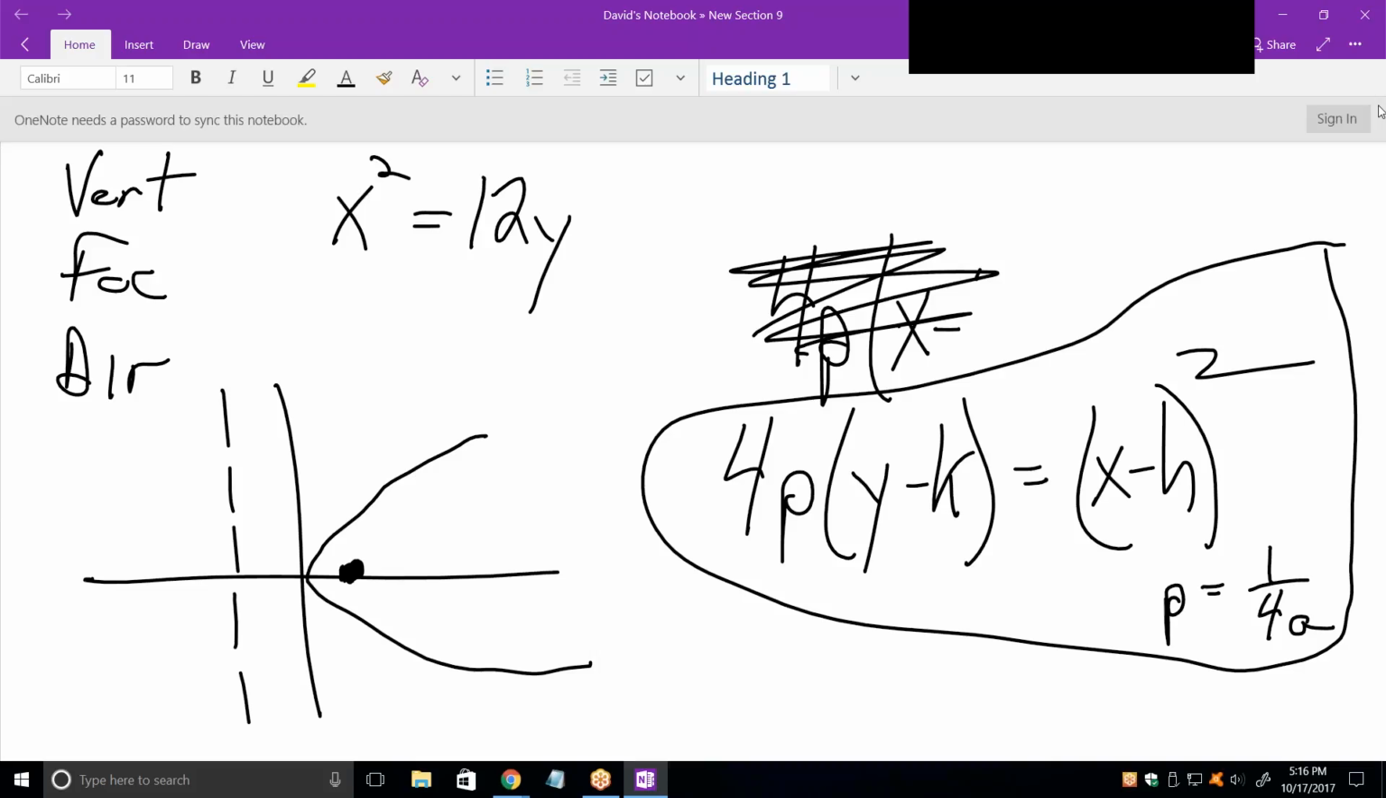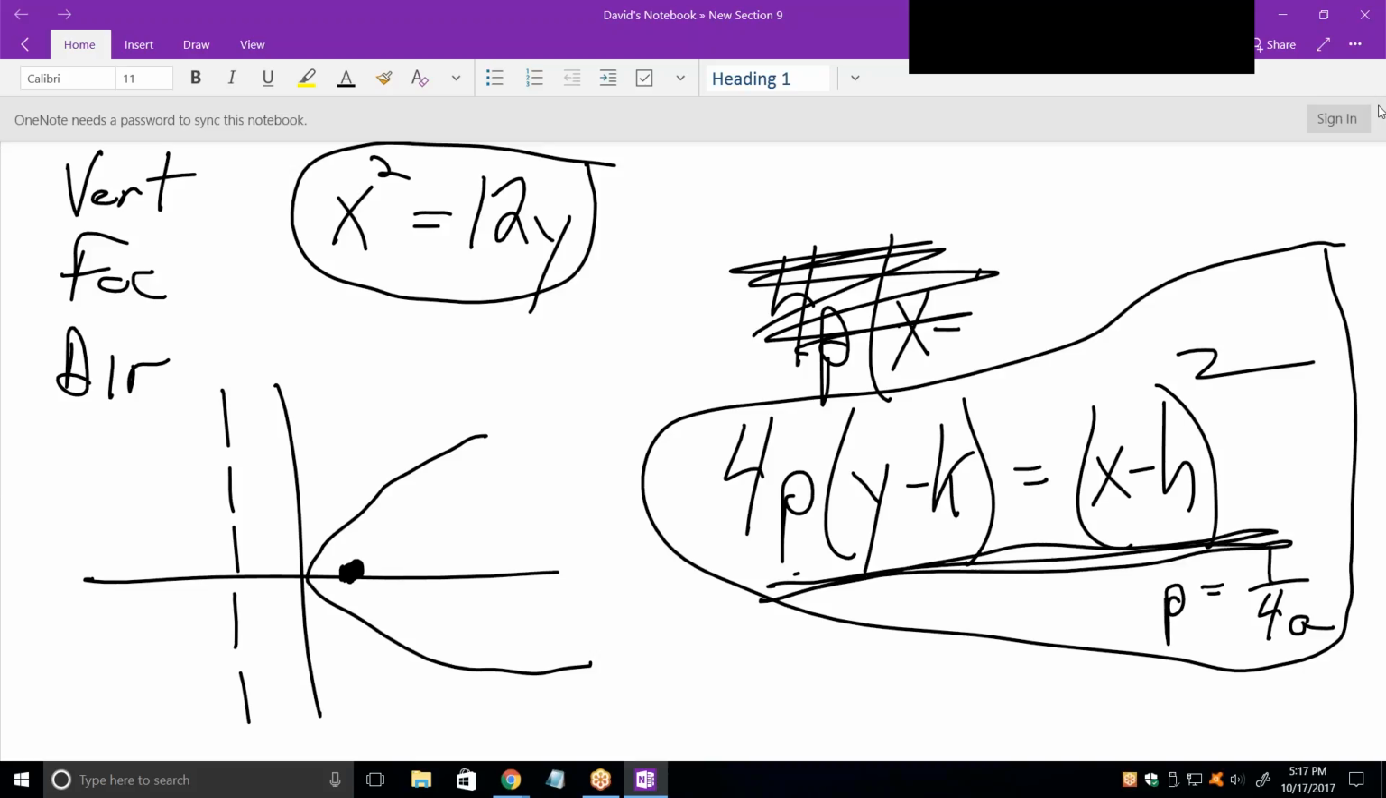Okay. So let's rewrite this equation in this format over here. Well, first of all, what are H and K? They're 0, right? Okay, so now our format becomes this. We're not that far from that format. That means 4P times y equals x squared. Well, looking at our equation, can we figure out what P is?